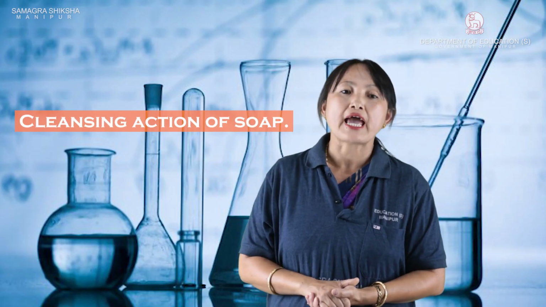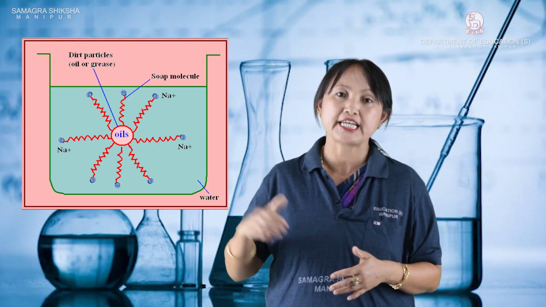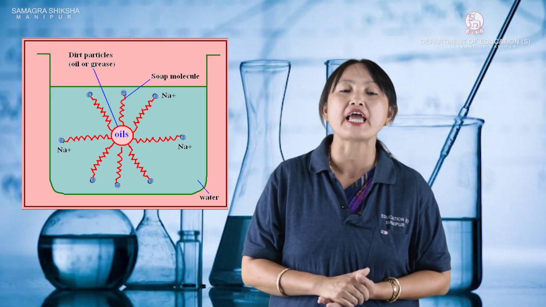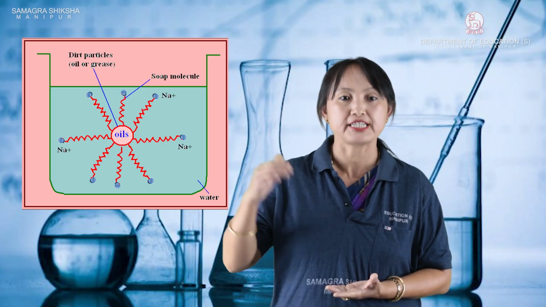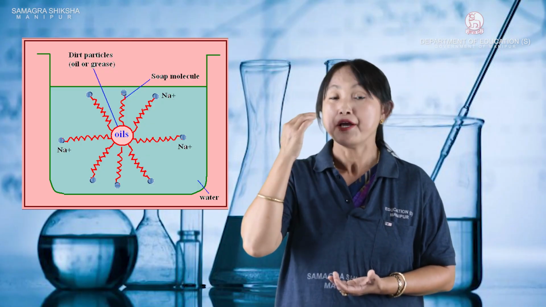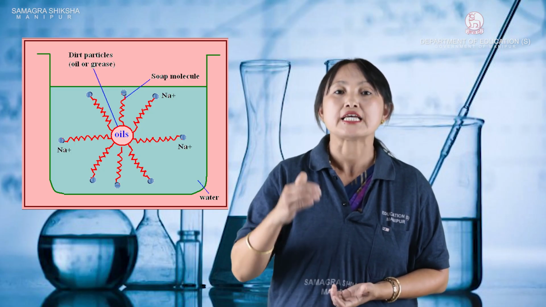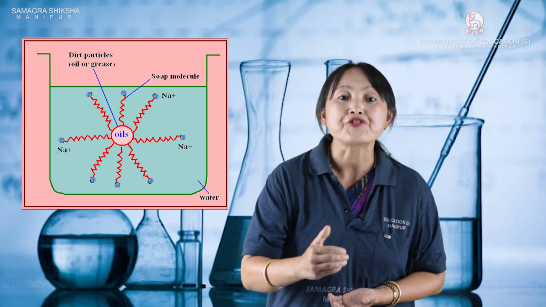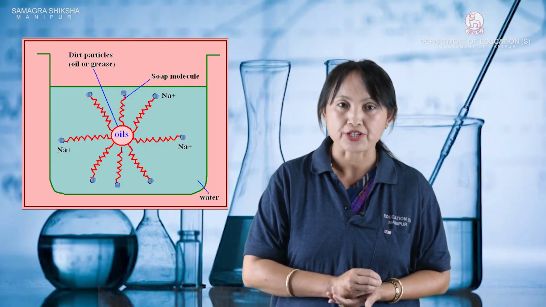Now, let's come to the cleansing action of soap. Now, when a dirty cloth is put in water containing dissolved soap solution, the hydrocarbon end of the soap molecule in the micelle gets attached to the dirt or oil or grease particles present in the surface of the dirty cloth. Why? Because the hydrocarbon end is hydrophobic. So, the soap micelle entraps the dirt. Now the ionic end, it remains in water since it is hydrophilic in nature. That is, it is water-loving part.